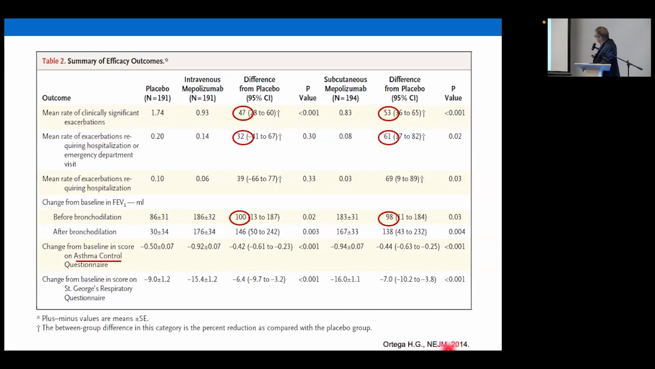This is the pivotal study. And look at also, it's interesting, it's the severe exacerbation rate. It's 1.7, and you have a decrease by 50%. Remember the figures that I showed you before.